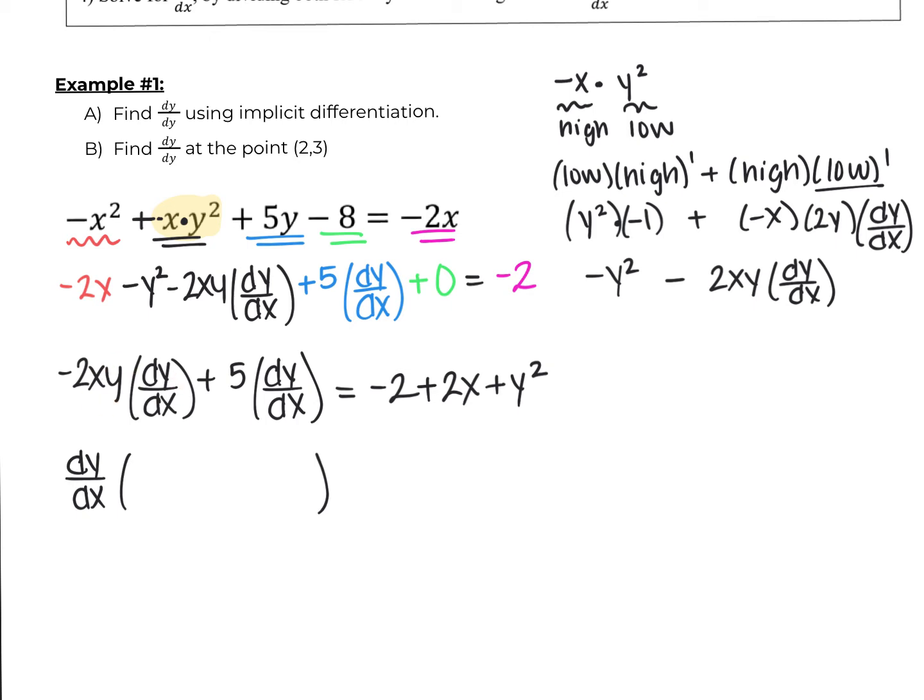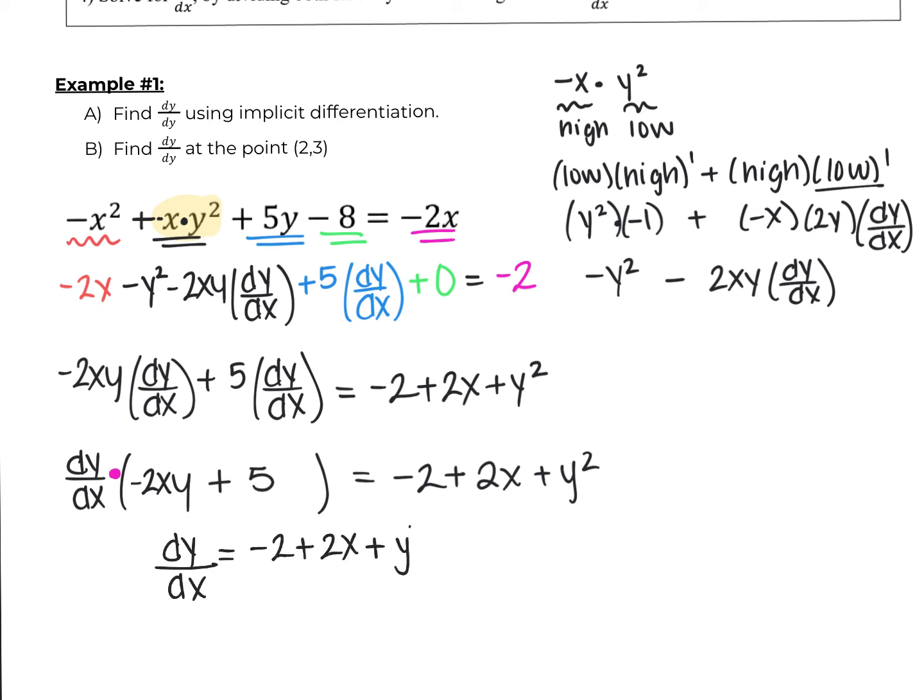So when I take this term and divide it by dy over dx, I'm left with the negative 2xy. And when I take this term and divide it by the dy over dx, I have positive 5. And that's equal to negative 2 plus 2x plus y squared. And dividing both sides now to isolate this dy over dx, which is attached to this by multiplication, we can simply divide it. So dy over dx is negative 2 plus 2x plus y squared all over negative 2xy plus 5.